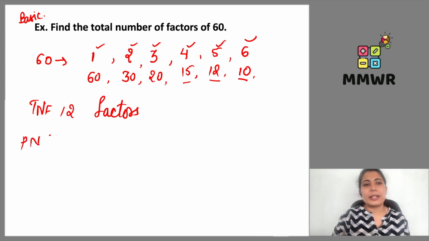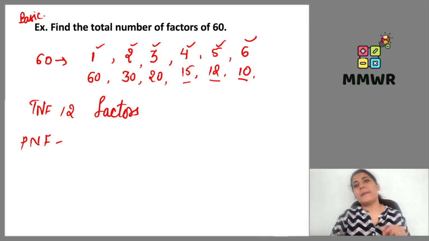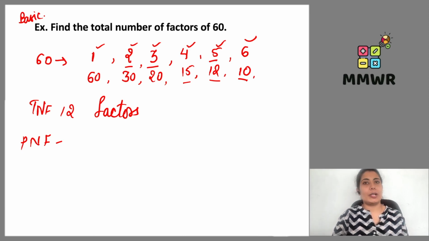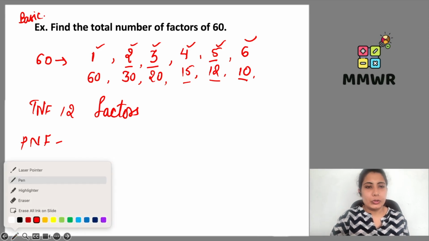Now the number of prime factors. How many prime factors are there? That we have to check. So for the prime factors, we simply have to look at how many prime numbers we have in the list. So total 2 factors are there, 2 numbers are there. So sorry, we have one more number which I forgot to look at.